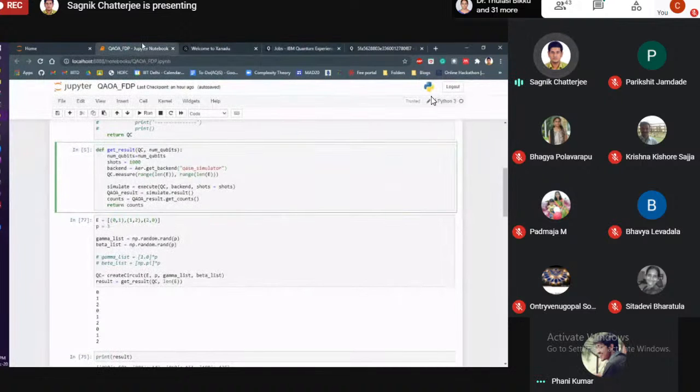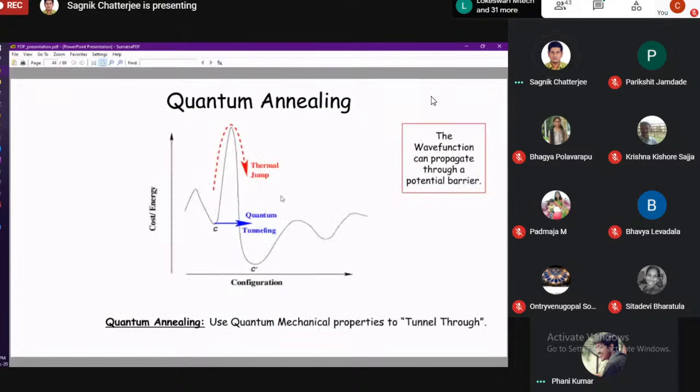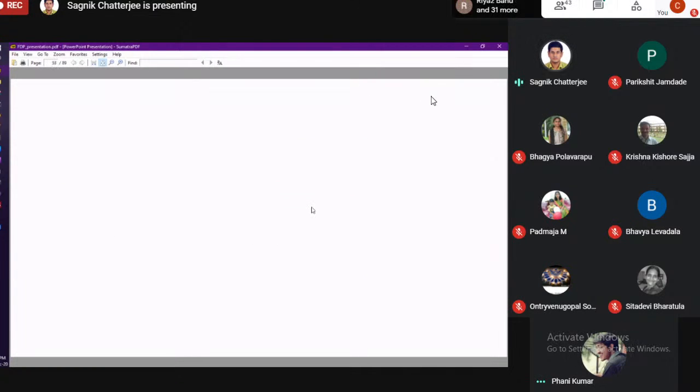When we are trying to optimize, instead of using classical optimizers like Adam optimizers or COBYLA optimizers, we'll just go and run it on this quantum annealing system that I showed you. So instead of navigating the entire optimization landscape using classical computers, we use quantum computers to tunnel through the potential barriers. Okay, sir, I got it. Thank you, sir. Very nice questions. Thank you.